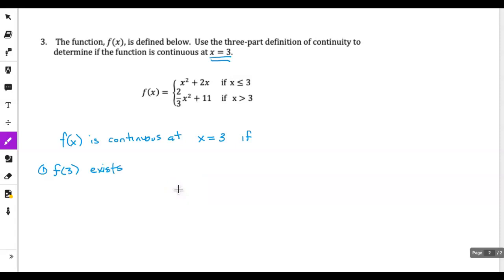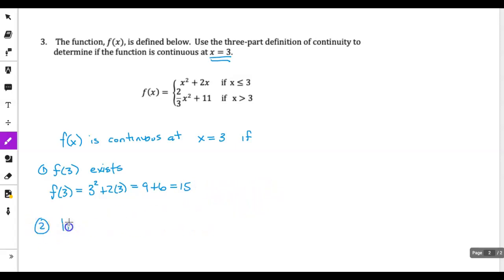So if I go up to the piecewise function, I'm looking for the equal sign because I'm trying to actually plug in 3. So that means I'm going to use the top function since that's the one with the equal sign. So I would say f of 3 is equal to 3 squared plus 2 times 3. So that's going to be 9 plus 6 equals 15. So that means so far this function is continuous because f of 3 exists.